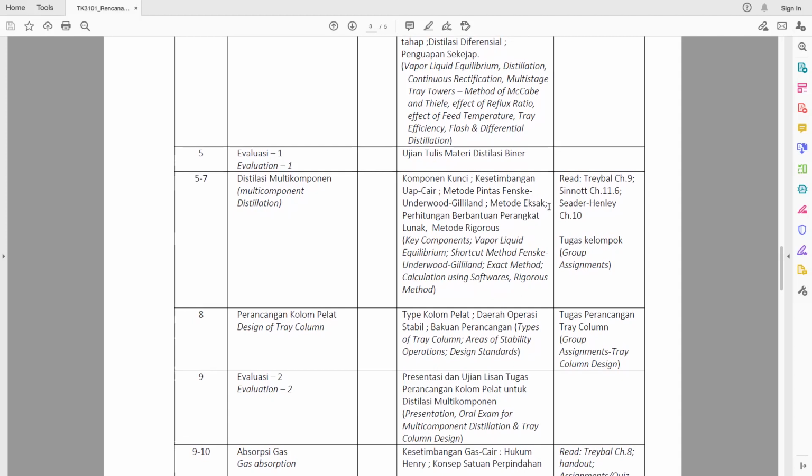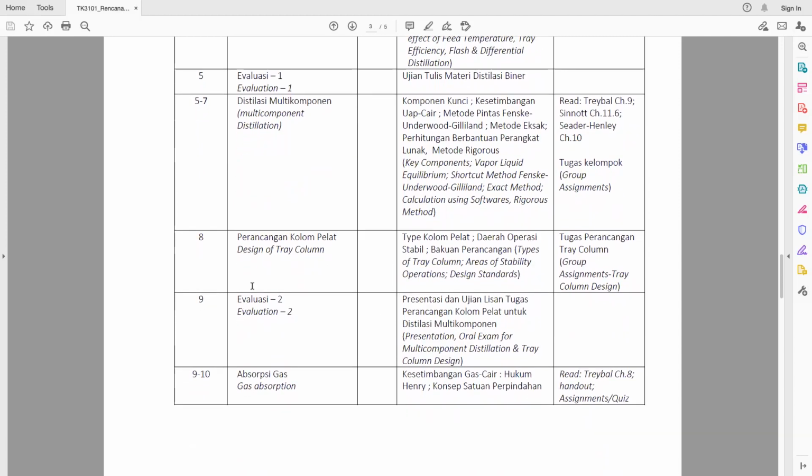Okay, because the calculation is quite long and quite heavy. So usually we assign a group assignment to do the work. And then we will have a design of a tray column. Okay, so once you do the calculation by hand for binary, only 2 components, and then you learn how about if more than 2 components, 3 or 4 components. And once you know that, let's design the tray column, the tower itself.